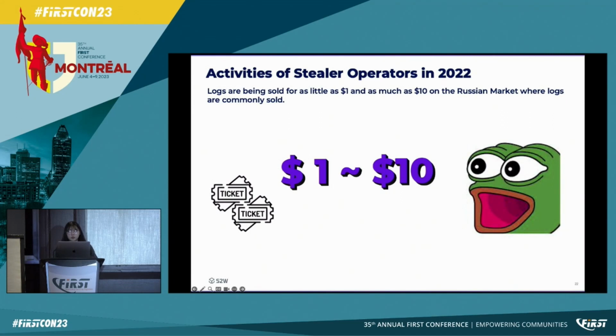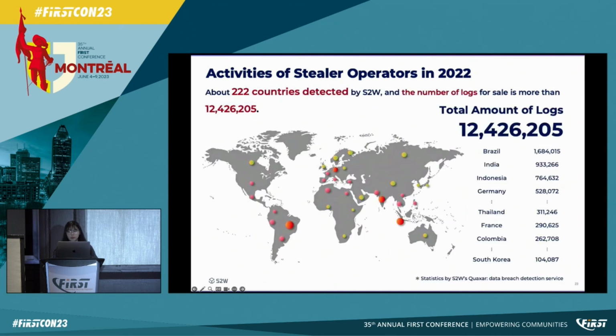Logs are being sold for as little as $1 and as much as $10 on the Russian market, where logs are commonly sold. In the market, the logs are sold per country, per item, or per stealer. It means that for just $10, an attacker could buy a ticket to access a company's internal network. That's why they use the stealer. According to information verified by S2W's leak detection service, more than 12 million pieces of information about 222 countries were leaked by stealers in 2022.